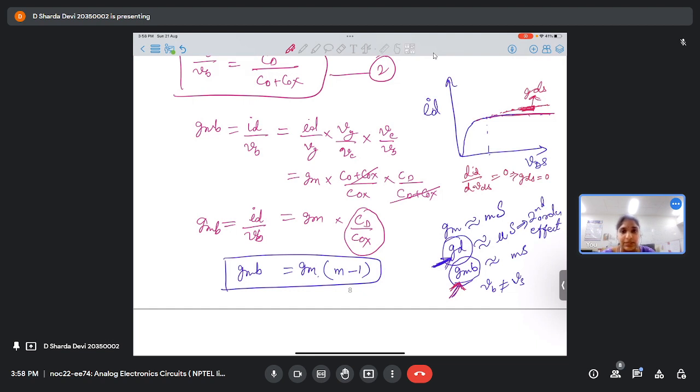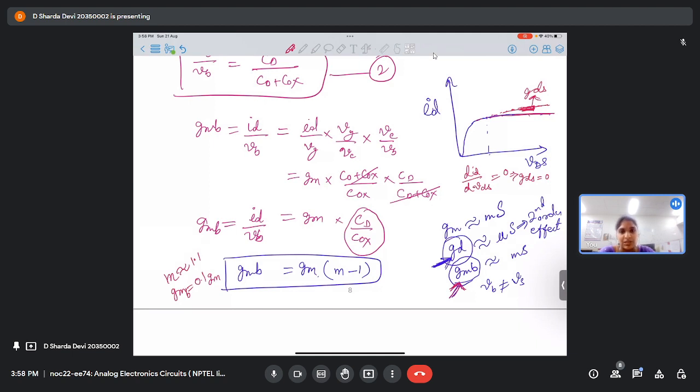Got it? Yes, ma'am. So what I want to say is, see here, GMB is not a very small factor. GDS is in a few microsiemens, but if we see clearly, m is almost close to 1.1 in most of the cases. So GMB is actually 0.1 times GM. This is not very small, right? Compared to GD, this is quite high.